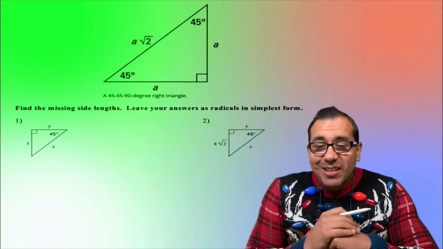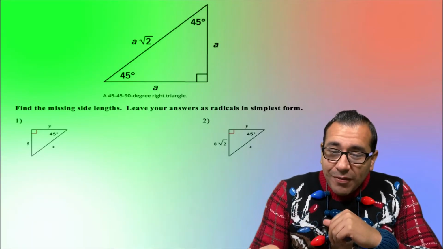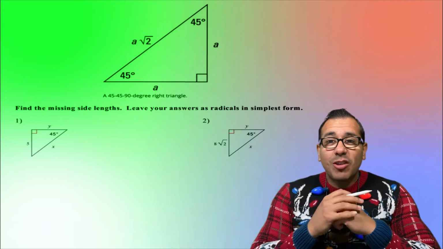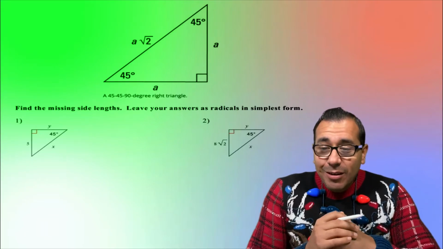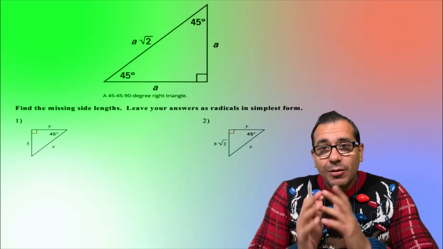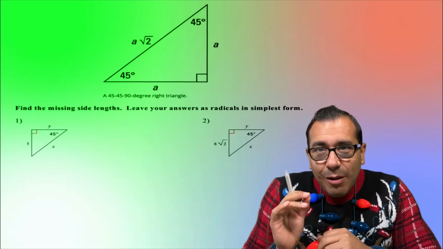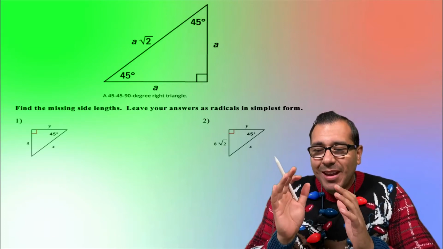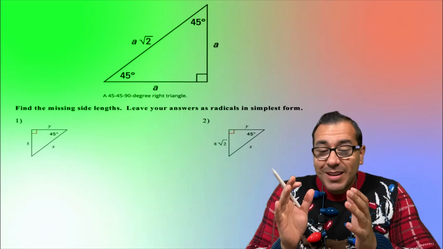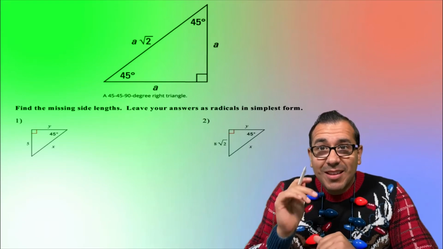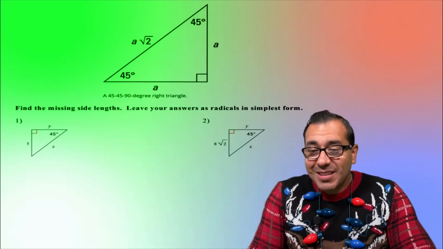All right, mathletes, so check this out. We have our 45, 45, 90 triangle. And here, when you have this, you're in luck because we have some rules that we could use to make life easier. What these rules are going to help us do is find some missing sides to this triangle. All right, so this is how it works.